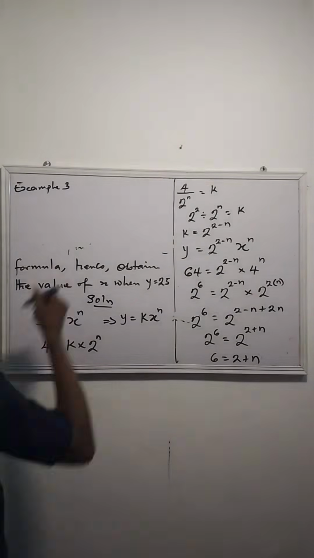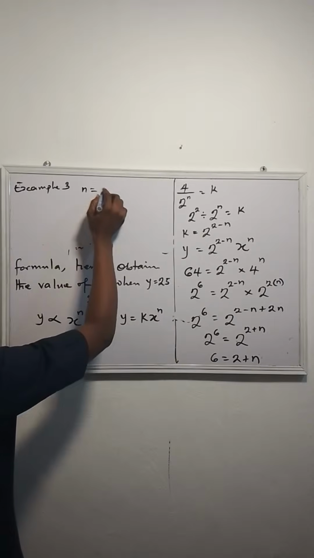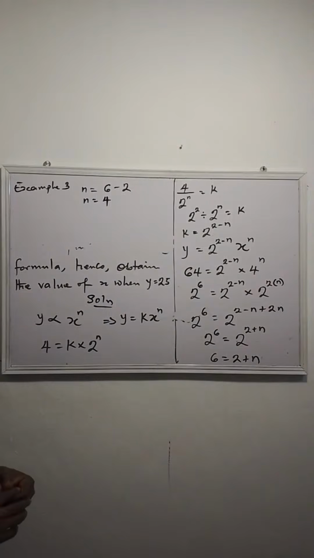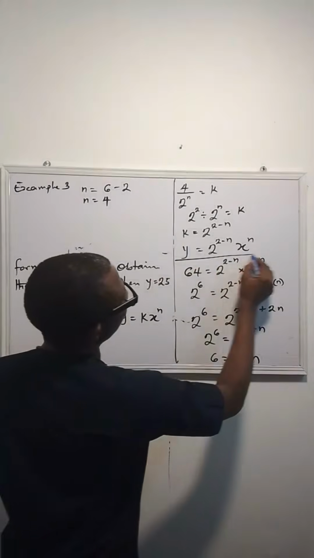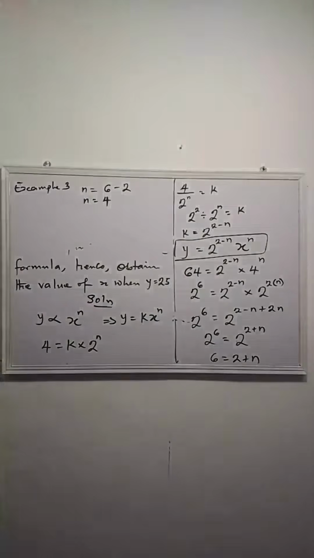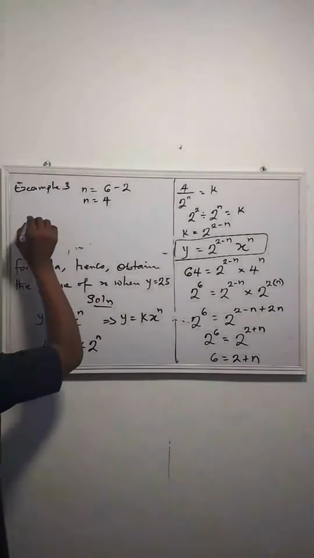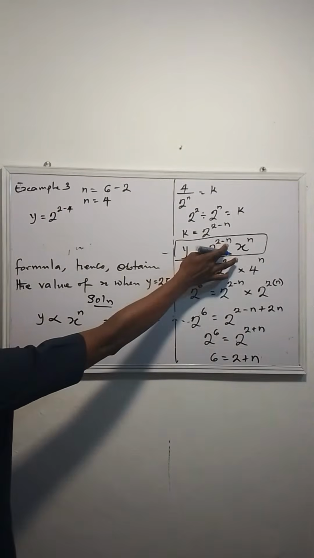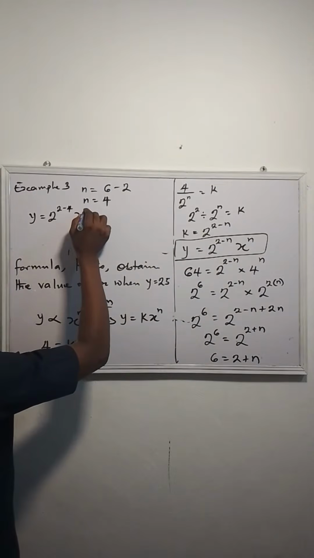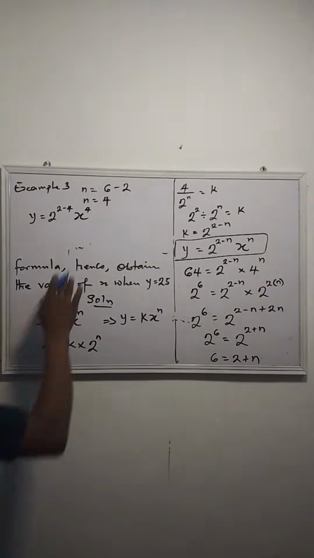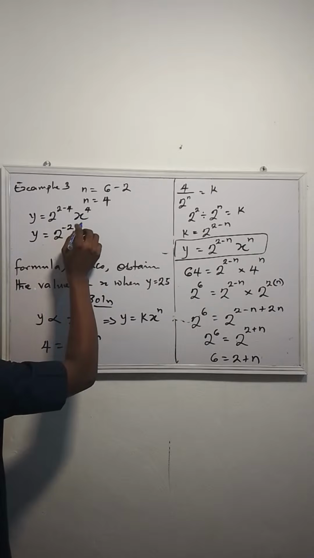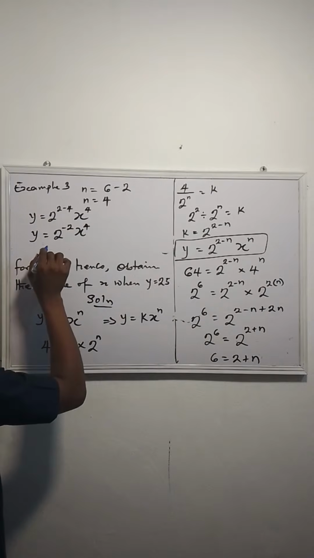So we have n equals 6 minus 2. So n equals 4. All right, so here we can now get the connecting formula. So let's see what we have here. This is where we're going to plug in the value of n. Okay, so we have y equals 2 raised to the power of 2 minus 4. Okay, n is 4. x raised to the power of 4. Okay, so we have y equals 2 raised to the power of minus 2 x raised to the power of 4.